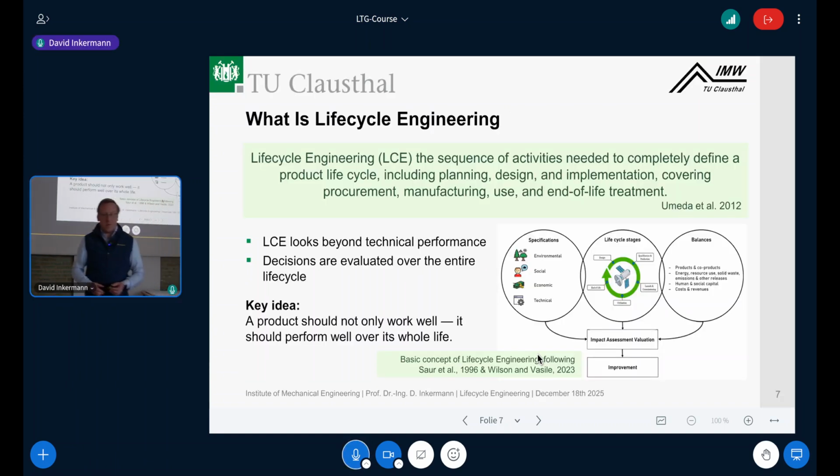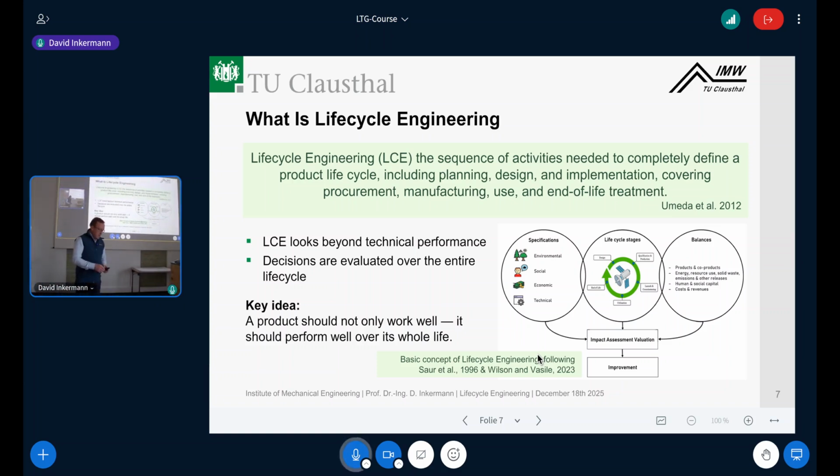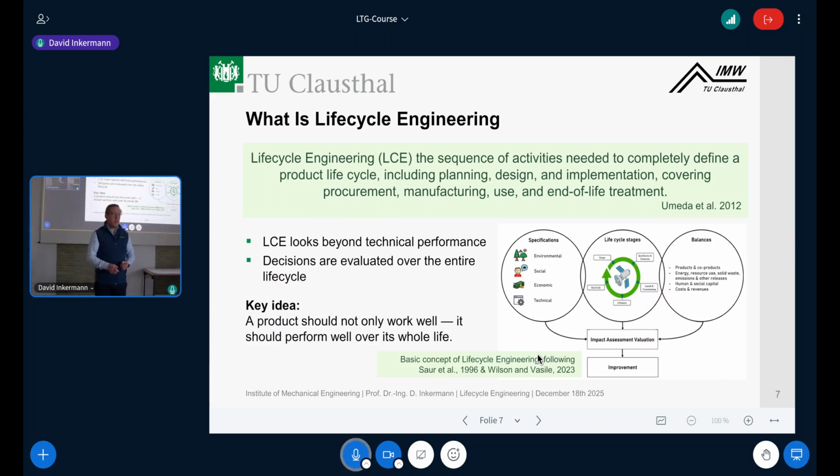Then going to the concept of lifecycle engineering. So like I mentioned before, lifecycle engineering is at the end a framework, and following Umeda, which is referred here, this is a sequence of different activities that are needed to completely define a product lifecycle. So that is very important. It's not only designing the product, but it is also designing the life cycle. So understanding what will be the life cycle and also maybe influencing the life cycle to run in a specific way. And that includes the planning, the design, and also the implementation of the life cycle, but also the product.